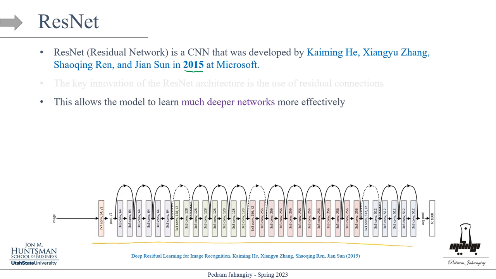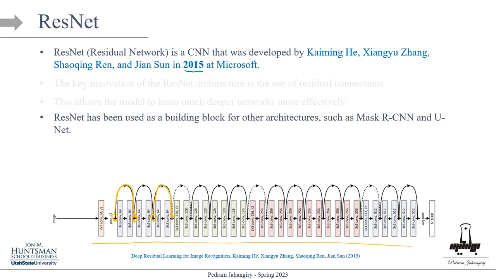And the idea is, let's use some information shortcuts. Let's add the input to this output. Let's add this input, for example, to this output, et cetera, right? By doing that, we can make sure that we can have a very, very deep model, deep networks. ResNet has been used as a building block for so many other architectures, including Mask RCNN, UNet, et cetera. So we're going to talk about some of them in the next video.